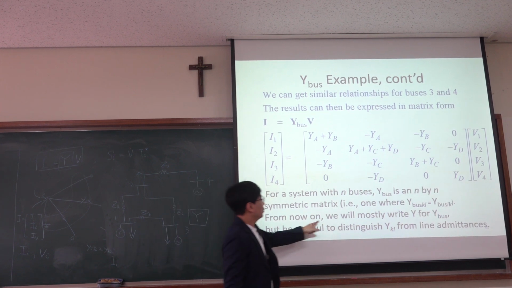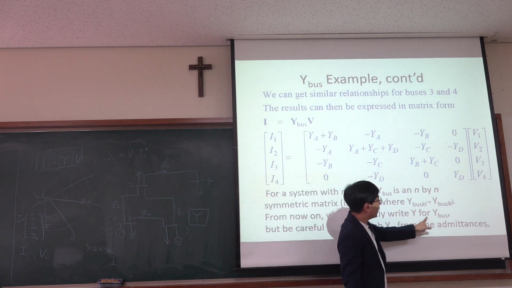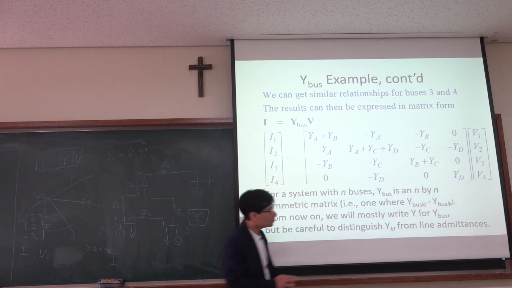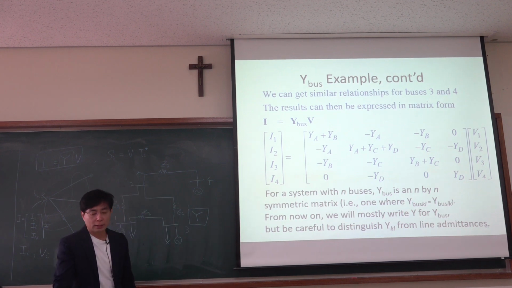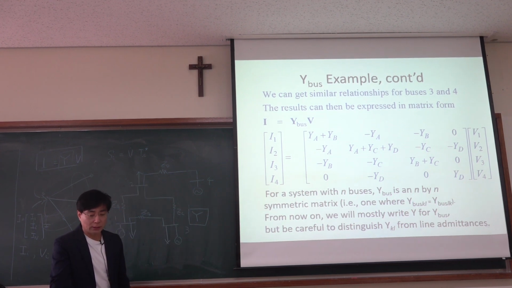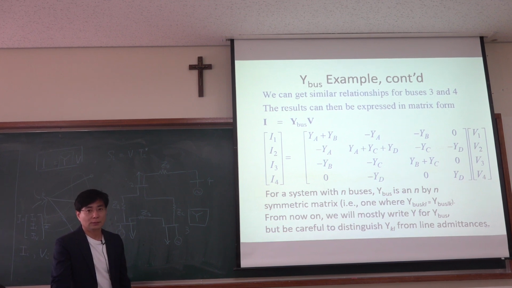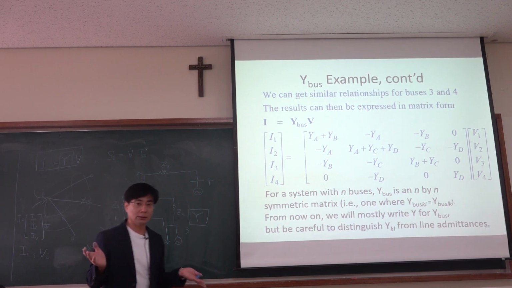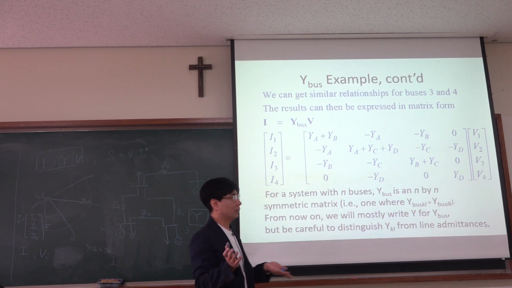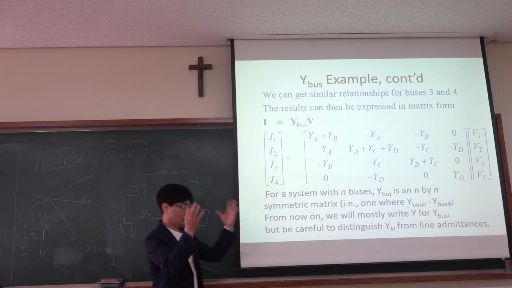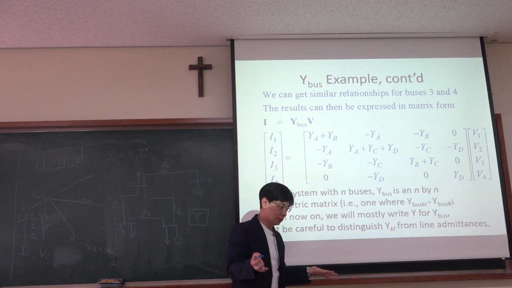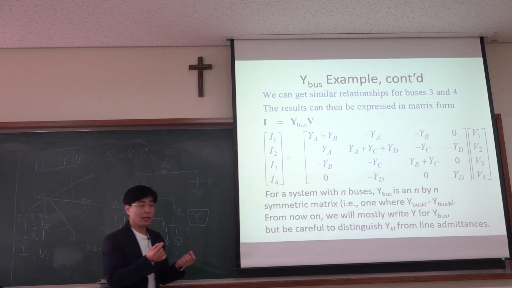And from now on, we will mostly write capital Y instead of Y bus. And yeah, so maybe later you will get, hopefully, real data with a huge number of buses, 4,700 buses. And then it has a bus admittance matrix. And please be careful about the sign of that, okay?